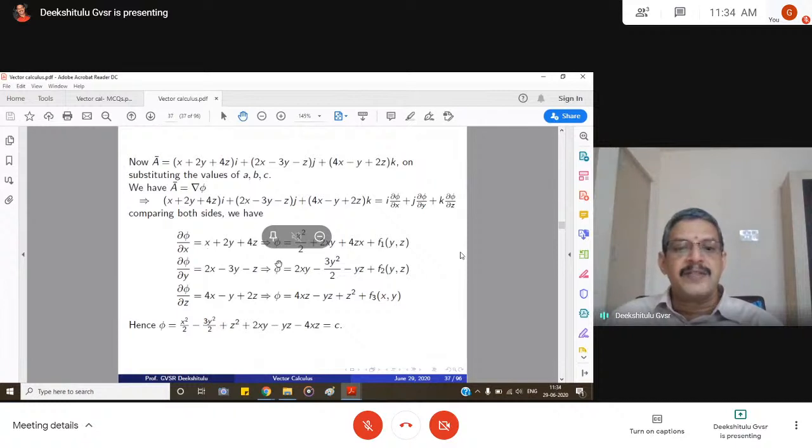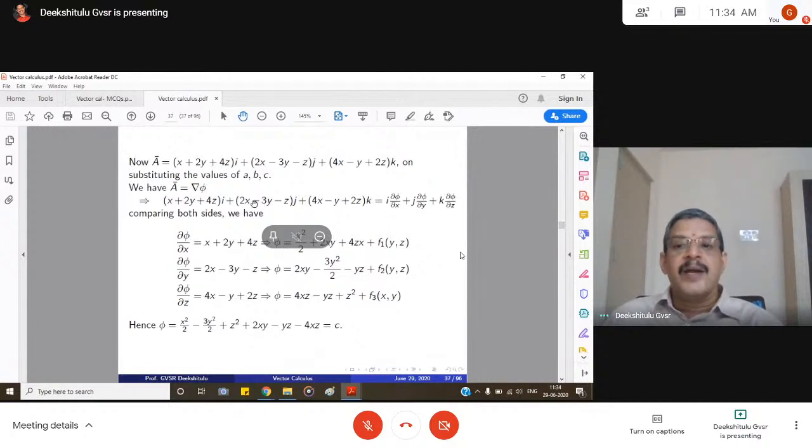Then integral of x is x square by 2. Integral of this constant is 2xy. Integral of this is 4zx. Mind you, when we are dealing with x as variable and y, z as constant, the integral constant in general may be treated as a function of y and z. Why? Throughout the process, we are treating y and z as constants here in this particular first equation.